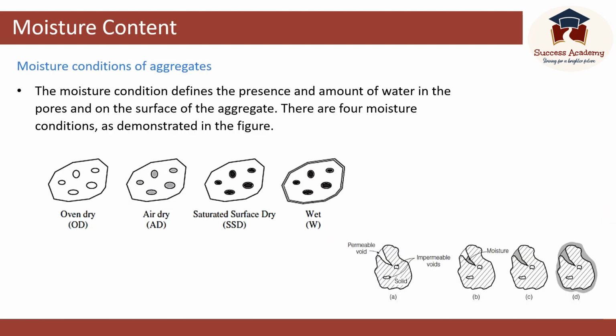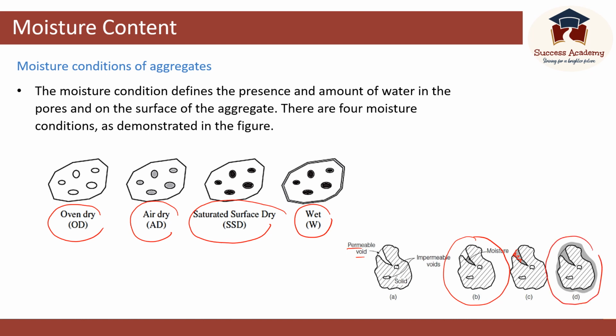Moisture content is another important property of aggregates because depending on the water that we have in the aggregates, we have to decide how much water we need to add for the hydration process. There are four conditions: oven dry, air dry, saturated surface dry, and wet. In the oven dry condition, we don't have water in the permeable voids. But in the air dry condition, we have some water trapped in the permeable voids but not up to the surface. In the saturated surface dry condition, we have water in the permeable voids up to the surface, but the surface is dry. But in the wet condition, we have water all around the aggregate surface.